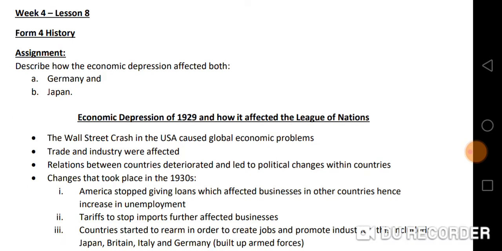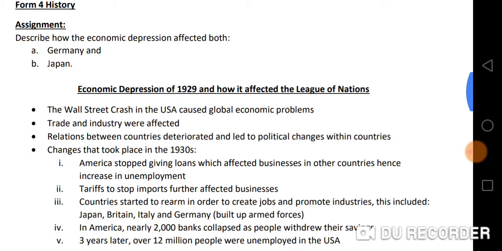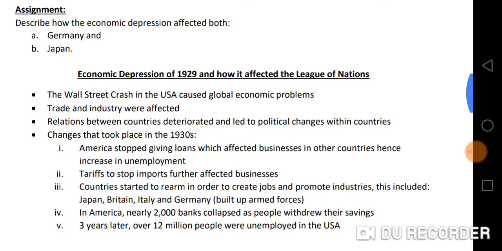And we'll move on to the economic depression of 1929 and how it affected the League of Nations. So, the Wall Street crash in the USA caused global economic problems, and trade and industry were affected. As such, relations between countries deteriorated and led to political changes within countries. And then we'll look at some of the changes that took place in the 1930s.